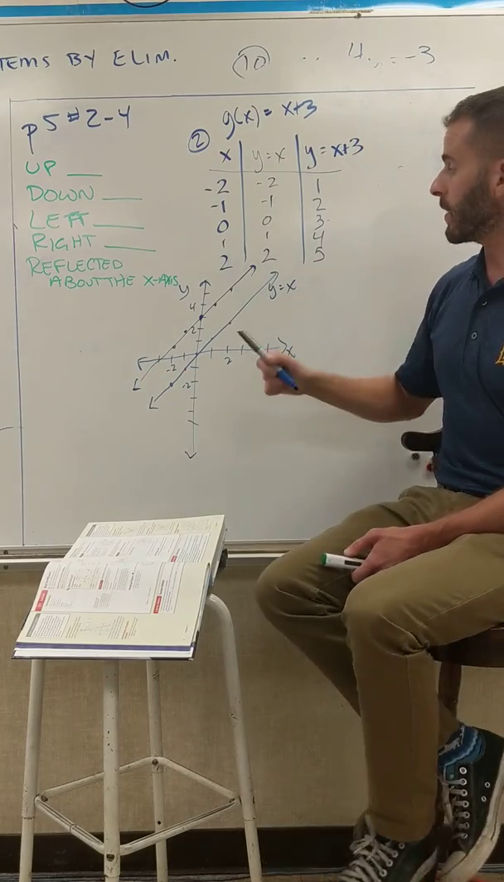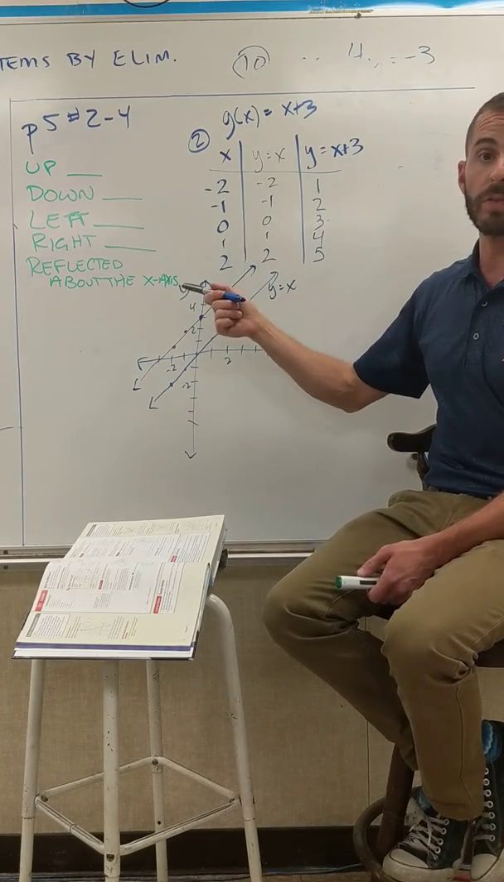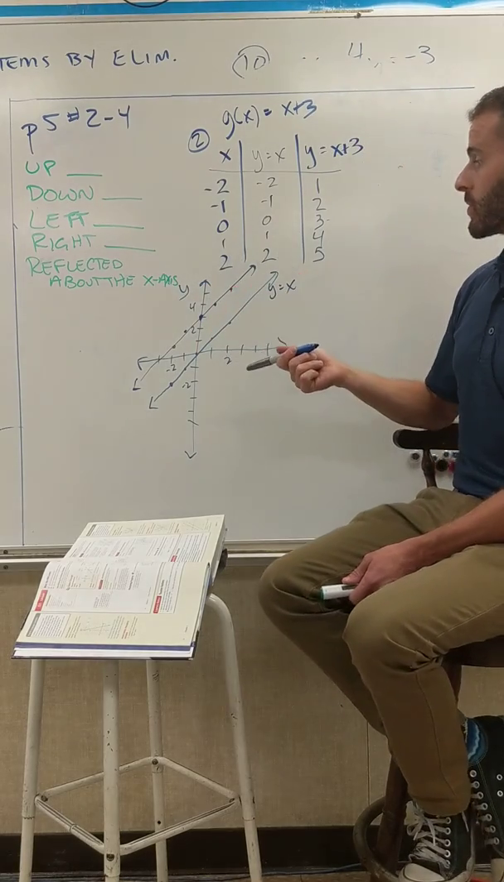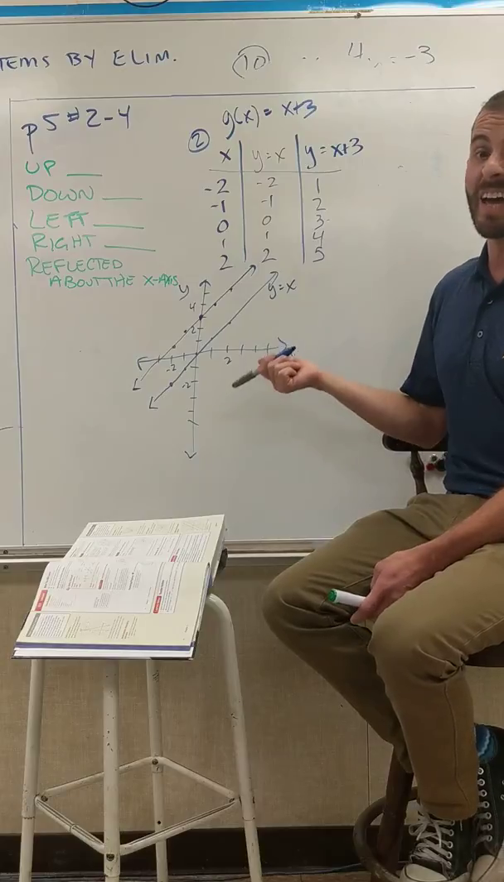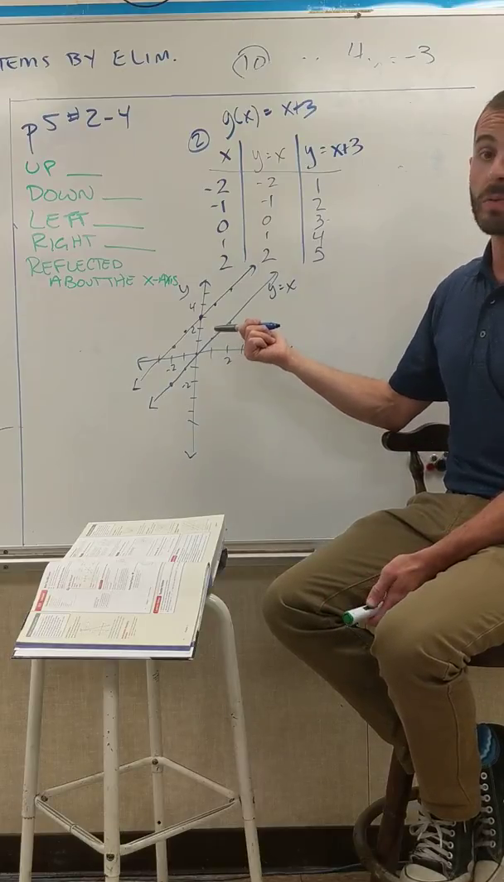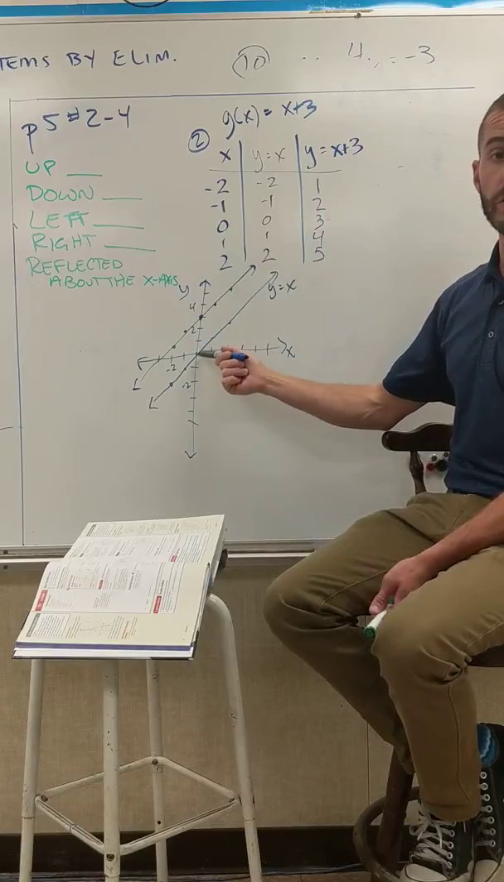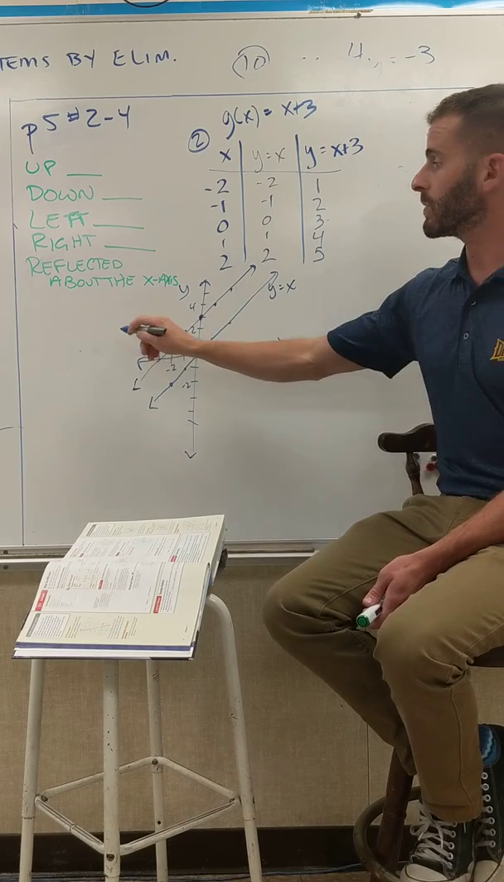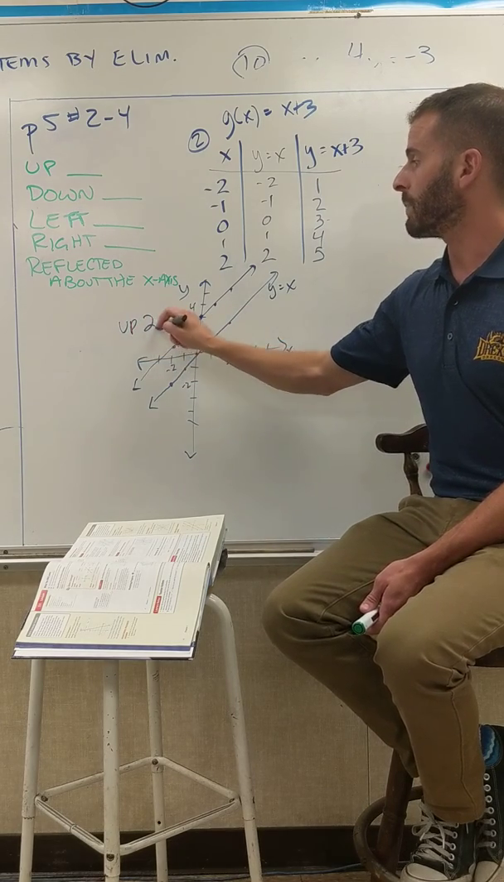So I graphed the parent function, I graphed the function that they gave us, and now I need to describe the transformation. This case is actually kind of simple. You can look at this line 2 different ways. Here's our original function, our parent function. To me, it looks like this function went up 2. So I'm going to choose to say that it went up 2.